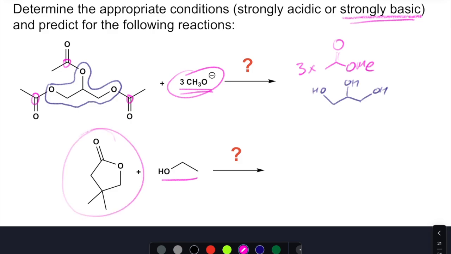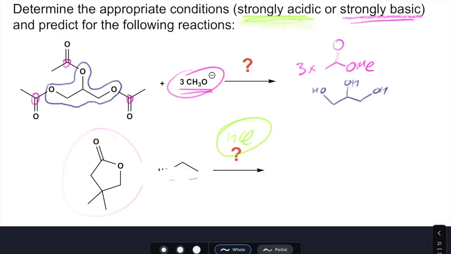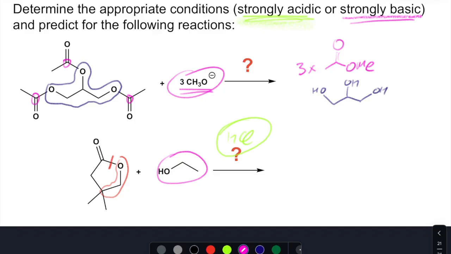In the second case, if we're taking a neutral molecule and a neutral ester, these would be the strongly acidic conditions. This is where we're going to have to go in with something like HCl or a strong acid in order to help catalyze this process. Very similar sort of overall transformation. We're going to be breaking this bond right here, ejecting that alcohol fragment, and installing this new alcohol fragment into here. This is opening a lactone in this case because we have a cyclic ester.